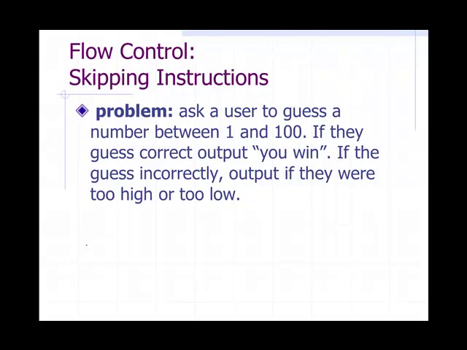Another problem. Ask a user to guess a number between 1 and 100. If they guess correctly, print you win. If they guess incorrectly, output that they're guessing too high or too low. All right, let's see how this works.